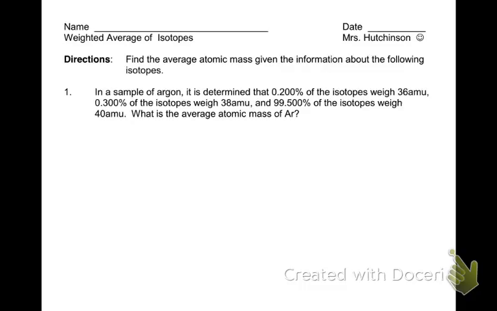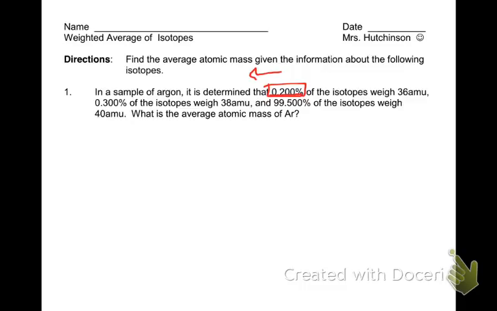Things you want to be aware of. Just because it might look like these are already in their decimal percents, they're not. It says that we have 0.2% of the isotopes weigh 36 AMU. That means it's 0.2%. We haven't moved it yet to our decimal percent, so you still have to move the decimal 2 places to the left. So go ahead and use that example to help you.